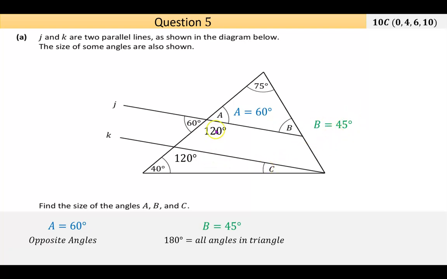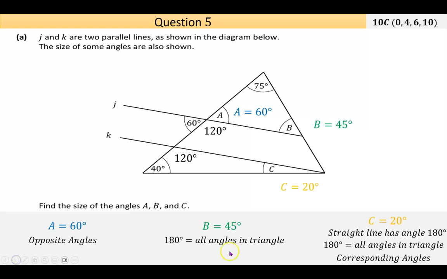Now we're looking at C, and because we found this 120 earlier, all corresponding angles, if you move this parallel line down, it would fall exactly on the line K, which means this angle would be the same here. Now we know that 120 plus 40 is 160. 160 from 180 leaves me with 20. Again, because straight lines have angle 180, and there's 180 degrees in the triangle.